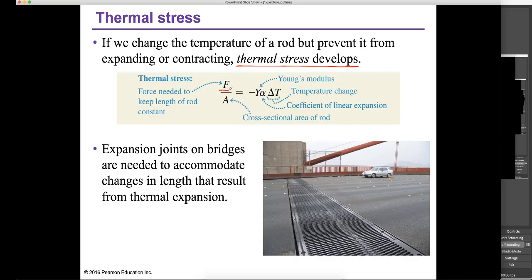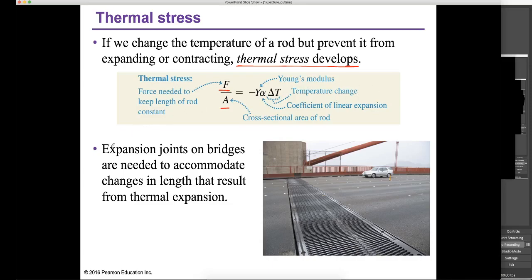So here, F is the force needed to keep the length of the rod constant. A is the cross-section area of the rod, and F/A equals negative Y alpha delta T. Y is Young's modulus. This Young's modulus depends on the material. If you have different materials, this modulus value is different. Alpha is the same thing, the coefficient of linear expansion, and delta T is the temperature change.